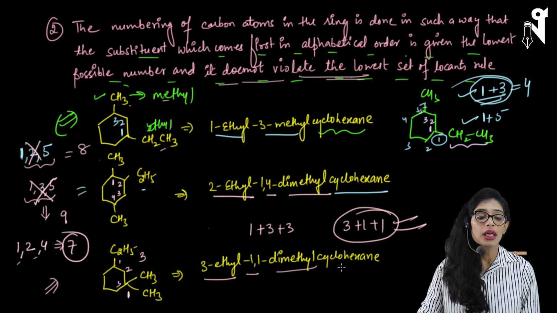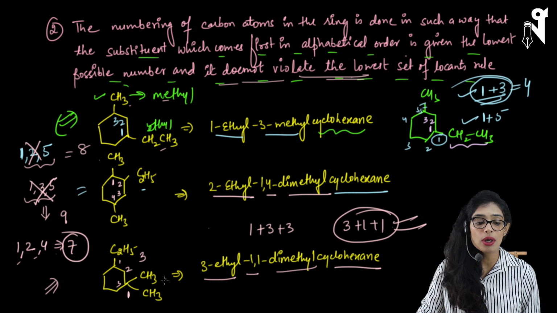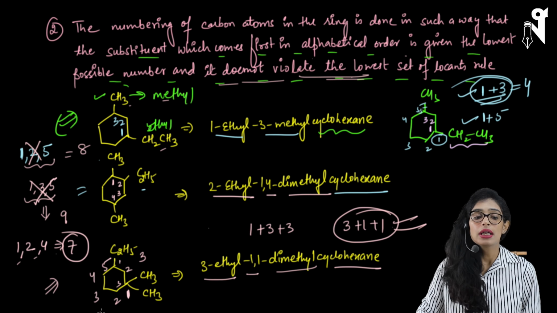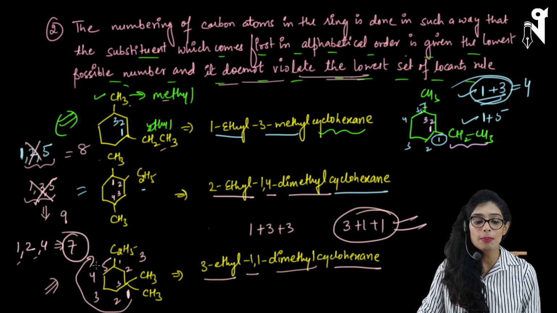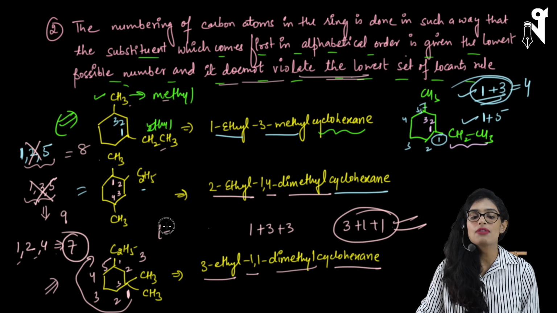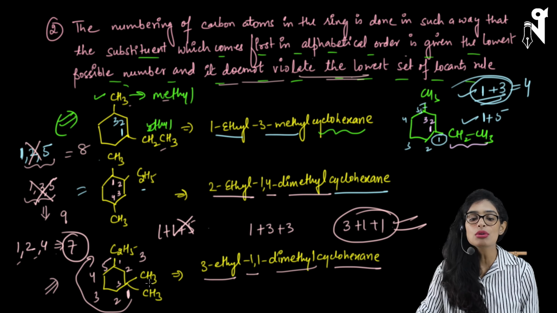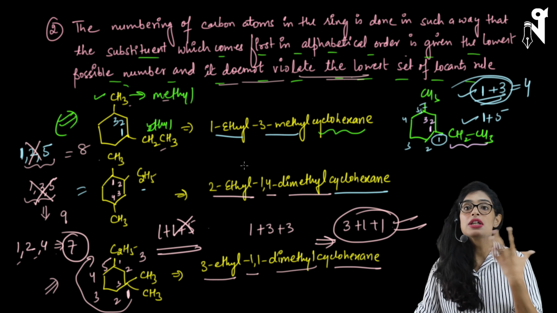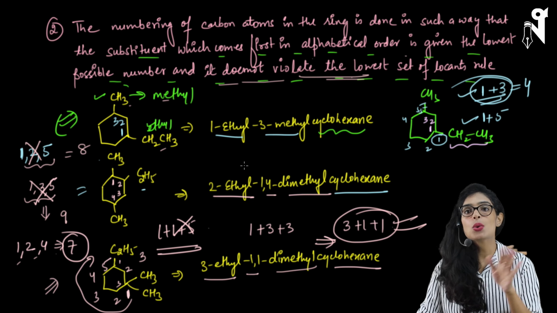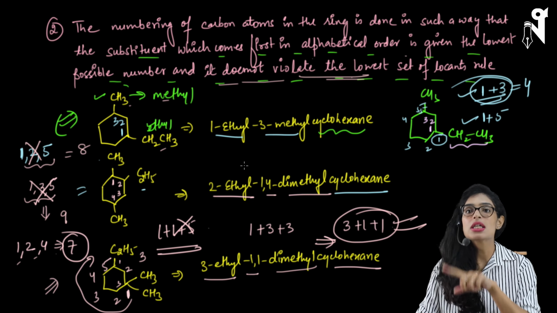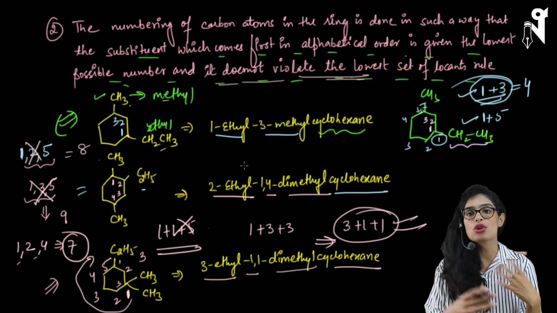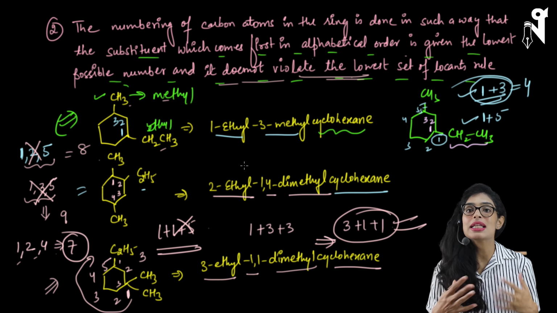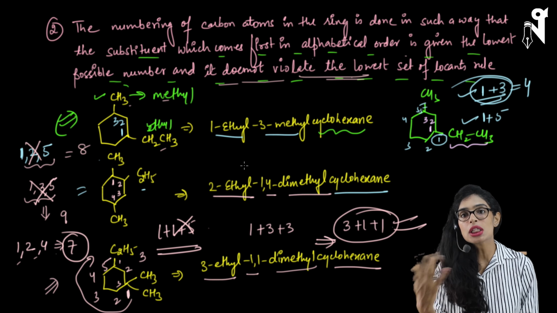What could be the other way? I could have started marking from here: 1, 2, 3, 4 and 5. If I go by this numbering, the numbers I'm getting are 1 plus 1 plus 5. This is not what we are following. Here is where we have to use the rule that my alphabetically first substituent should get the lowest position possible within the lowest sum of locants or lowest set of locants. We had the option of giving ethyl 5 or giving it 3. Basically, ethyl could be on the 5th position or on the 3rd position.